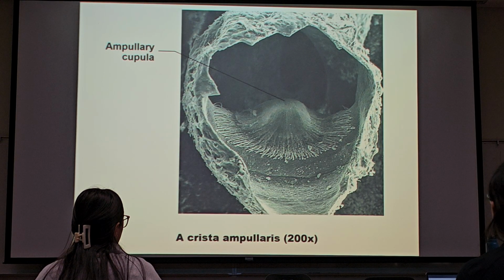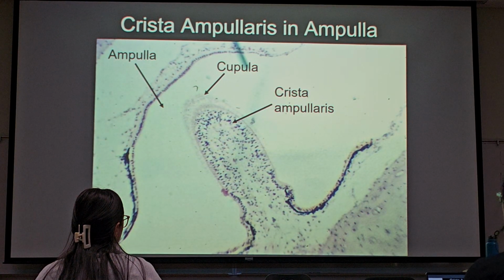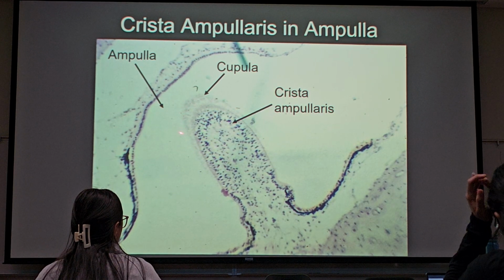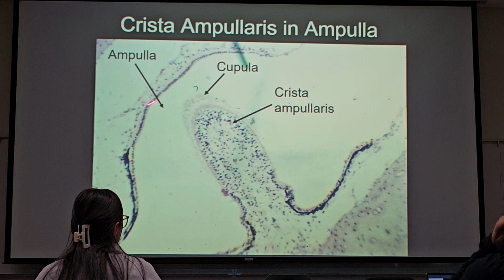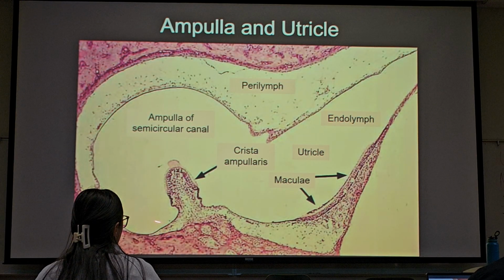Okay, let's look at crista ampullaris a different way. Histologically, there is the crista ampullaris structure here, and there's the cupula sitting on top of it. And we're inside of that bulge, the ampulla, at the end of the semicircular canal. There it is again. Here is an ampulla of a semicircular canal that is continuous with the utricle of the vestibule.